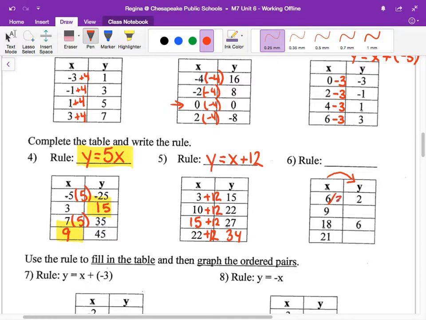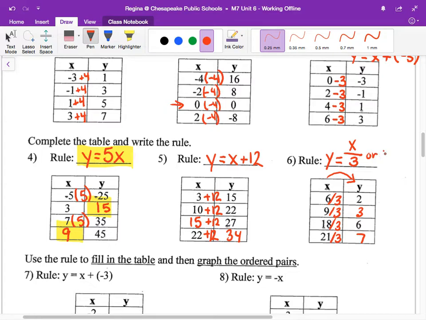Divided by 3. Okay, 6 divided by 3 is 2. 18 divided by 3 is 6. So let's finish the chart. 9 divided by 3 would be 3. 21 divided by 3 is going to be 7. So let's write the rule. We can write it 2 different ways. I'm going to say y equals x divided by 3. And notice we're doing it the mature way as a fraction, and we're not saying x dot dot 3 with a little old division sign.